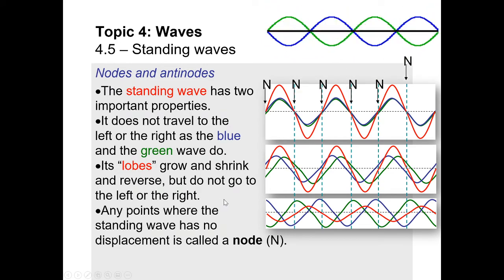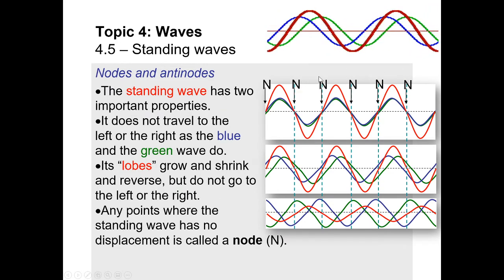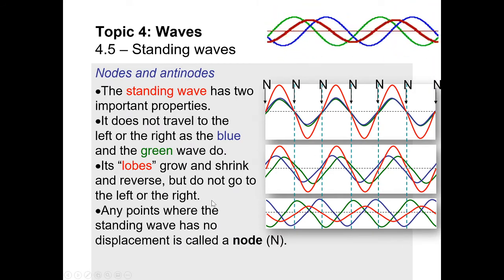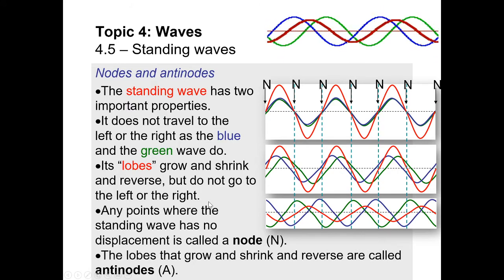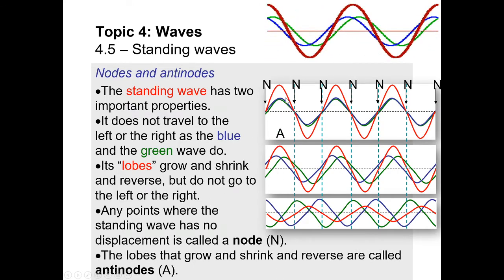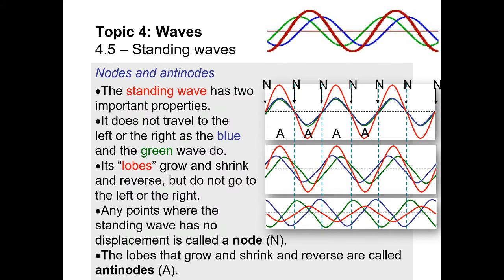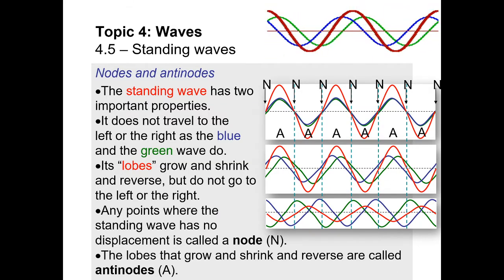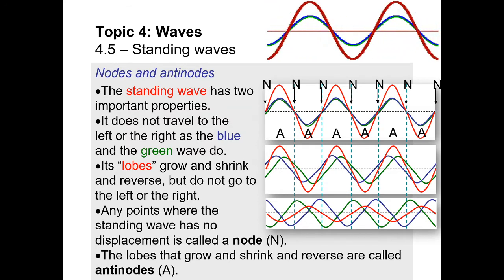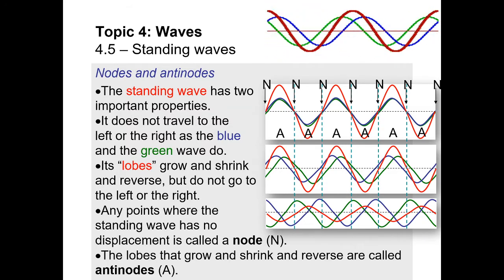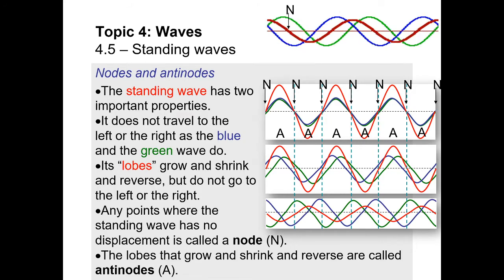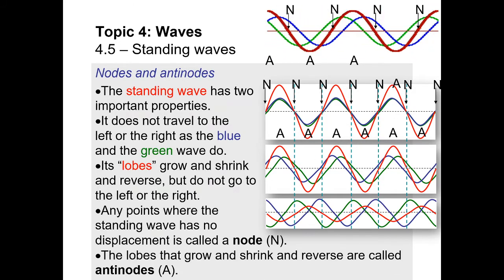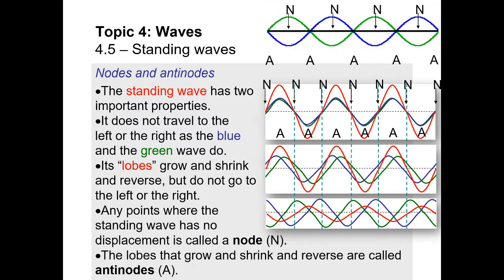So these are the points that don't move, but the lobes move up and down. Speaking of which, let's stop calling them lobes. Let's start calling them antinodes. The antinodes are exactly in between the nodes, and these are the locations of maximum displacement. Don't get the A for antinode confused with A for amplitude. It's different. So there are the nodes in the animation and the corresponding antinodes.